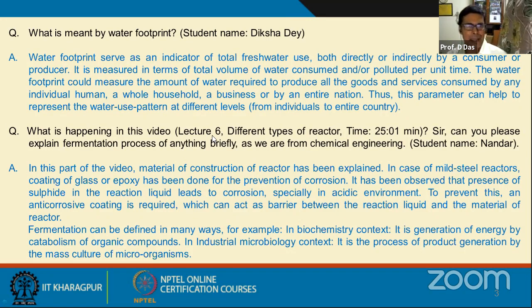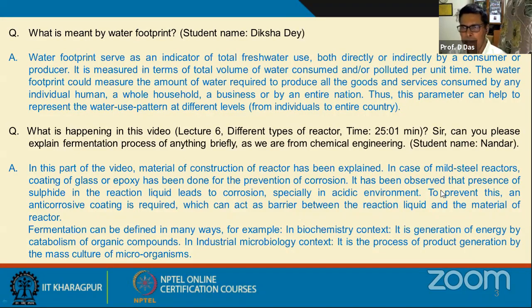So it has been written like this in this part of the video. Materials of construction of the reactor has been explained. In case of a mild steel reactor, the coating of glass or epoxy has been done for prevention of corrosion. And why is the corrosion taking place? Maybe several reasons, maybe acid, maybe H2S, there are so many types of reasons that we have.